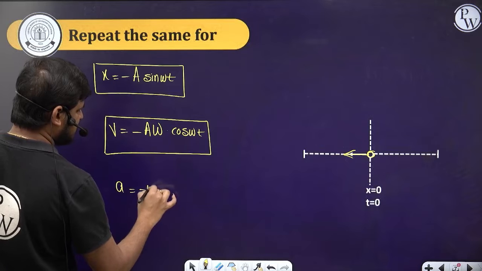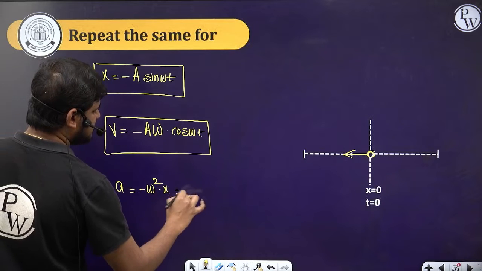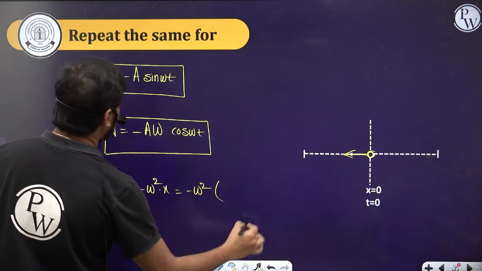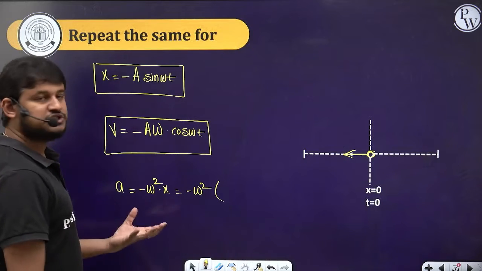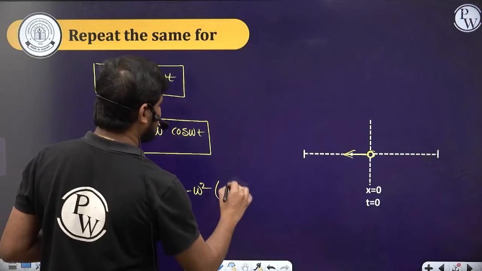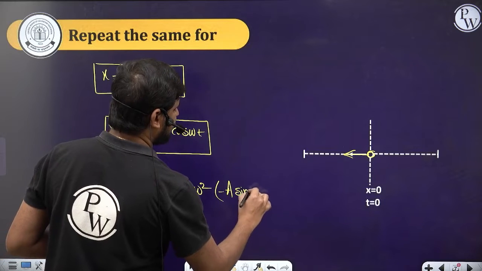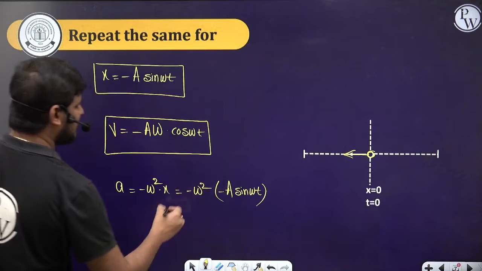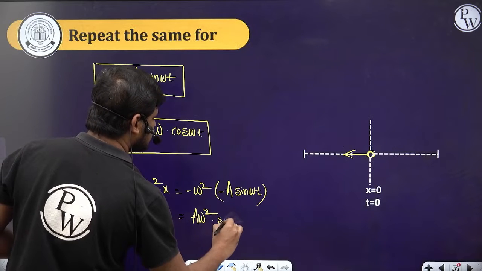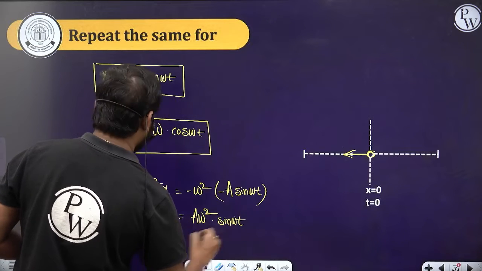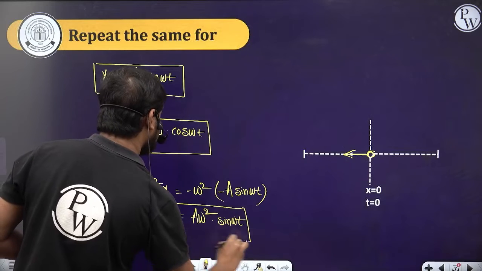So just remember this way: minus omega square x. What is x if it is performing S.H.M towards the left extreme position from the mean position? Minus a sin omega t. Here minus of minus will be plus. So a omega square into sin omega t.